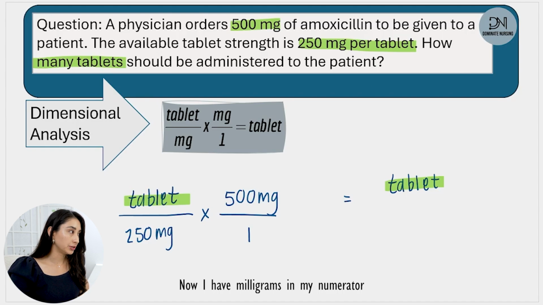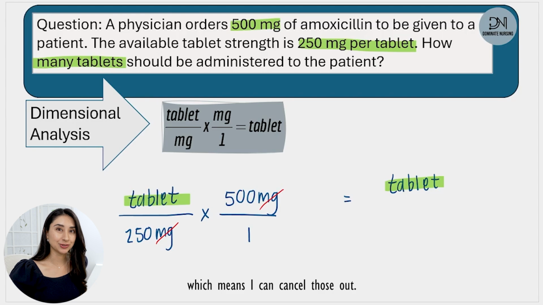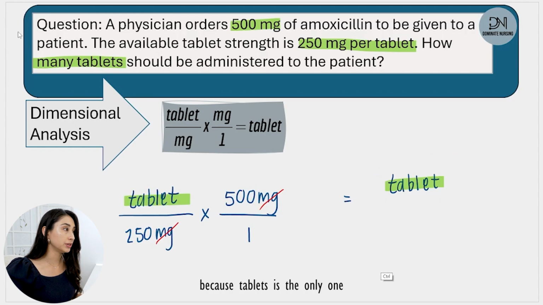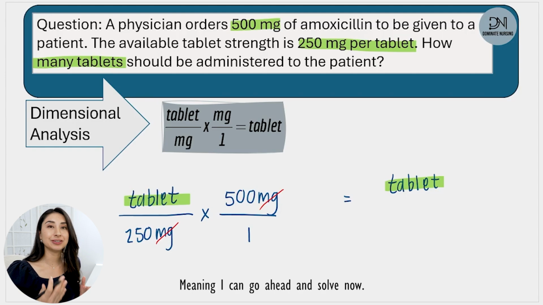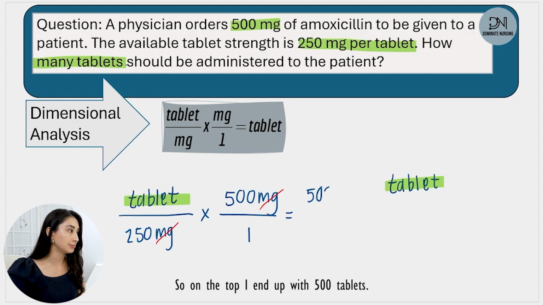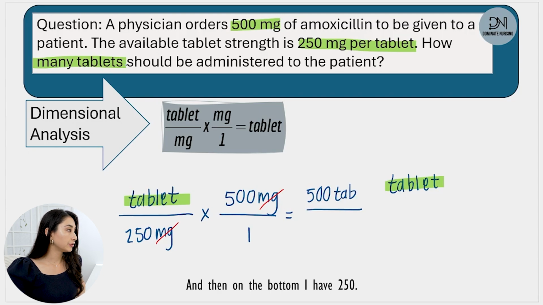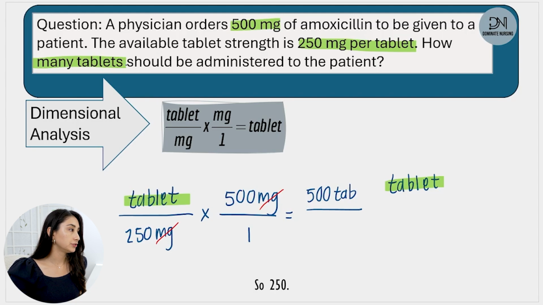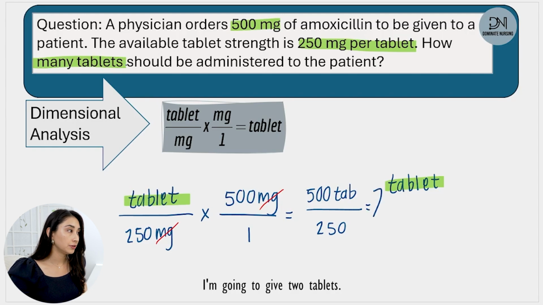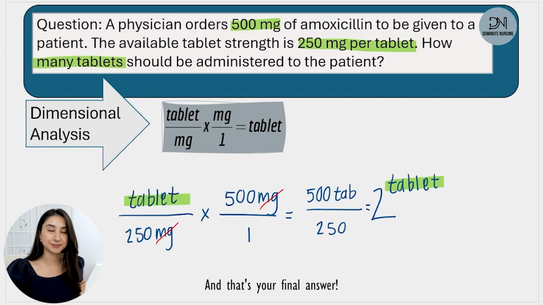Now I have milligrams in my numerator and my denominator, which means I can cancel those out. That's great. So I've canceled those out. Now the only unit that I am left with is tablets, and that's perfect because tablets is the only one that I need for my answer, meaning I can go ahead and solve now. So if you get your calculator out, what you're going to do is you're going to multiply across the top. So on the top, I end up with 500 tablets. And then on the bottom, I have 250, no other units, no other numbers, times 1. So 250. So for this particular patient, I'm going to give 2 tablets, and that's your final answer.